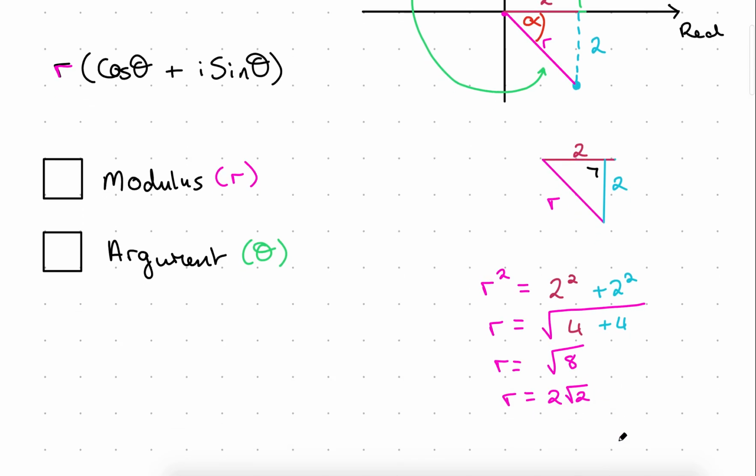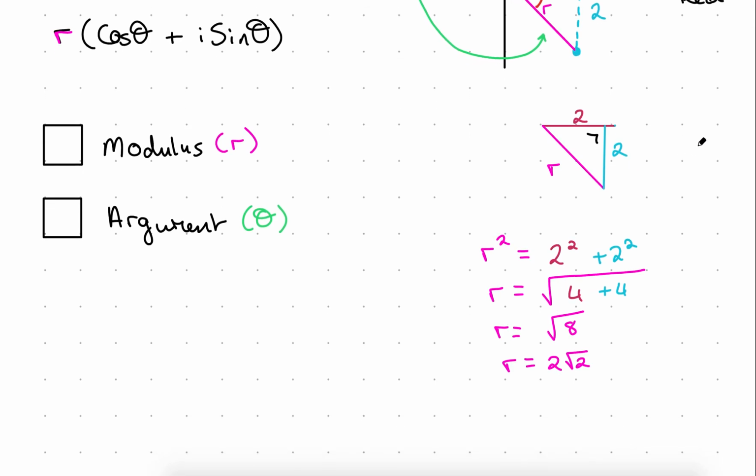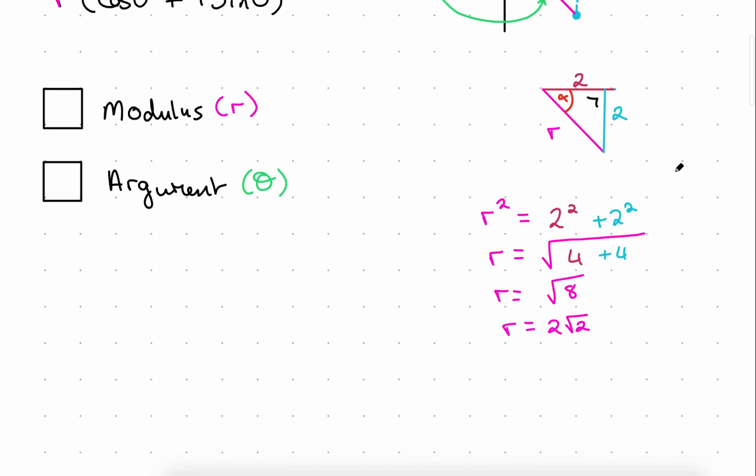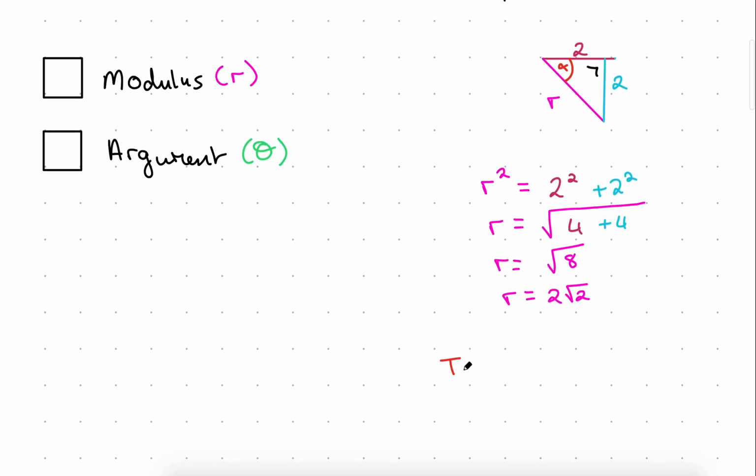So just using surds, I can write root 8 as 2 root 2. Now the other thing I needed to find was the angle, the reference angle. So what I need to do with that then is, well, I can use trigonometry here. I've got a right angle triangle, I have a missing angle. I know the opposite and I know the adjacent. So I actually have tan of that angle.